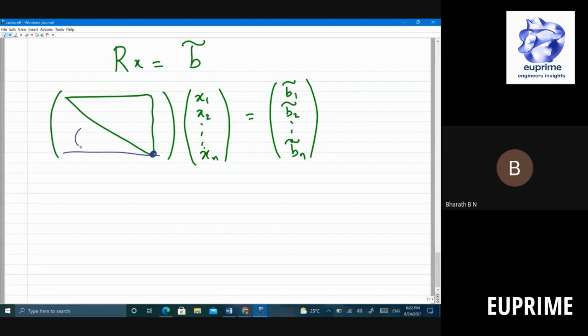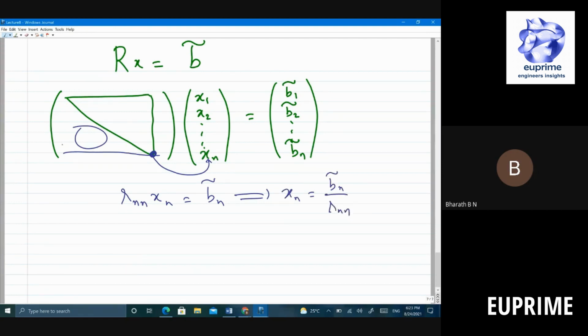When you multiply, this is entirely 0. So when you multiply this, what do you get? This number gets multiplied with xn. Let me call this Rnn, because this is the nth entry of the R matrix. Rnn times xn is bn tilde. How easy is that, right? So I know what xn is: bn tilde divided by Rnn.